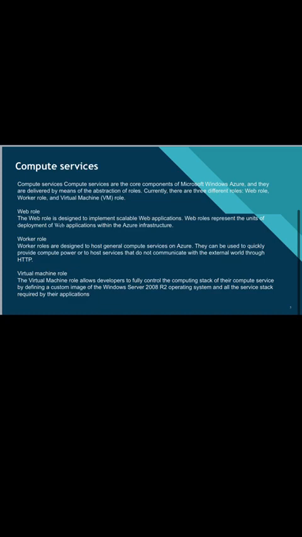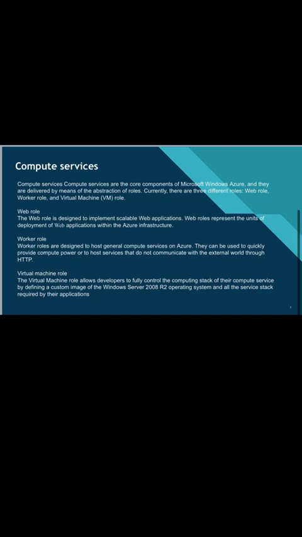The web role is designed to implement scalable web applications. Web roles represent the units of deployment of web applications within the Azure infrastructure. Also, they are hosted on the IIS 7 web server, which is a component of the infrastructure that supports Azure. When Azure detects peak loads in the requests made to an application, it deploys multiple web roles for the application and distributes the load among them by means of a load balancer.